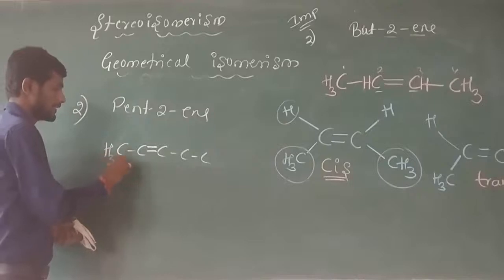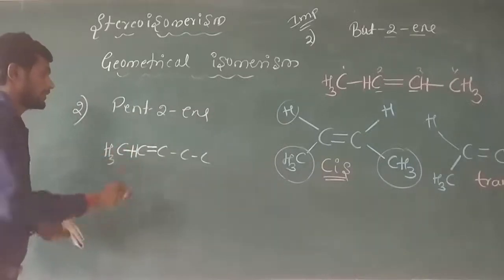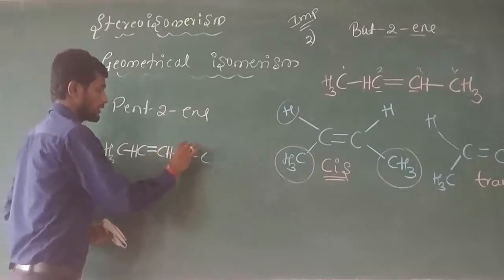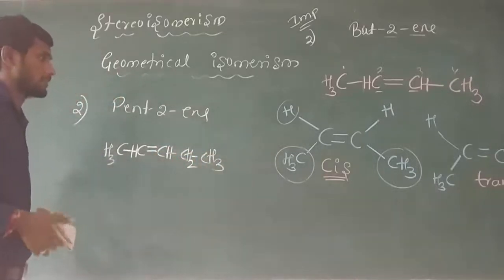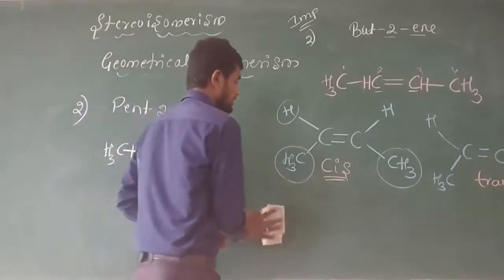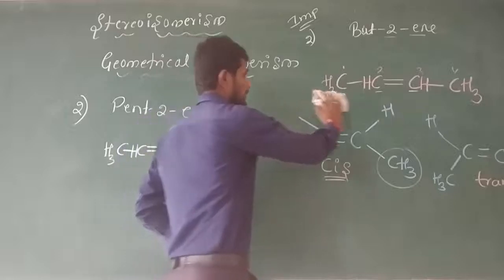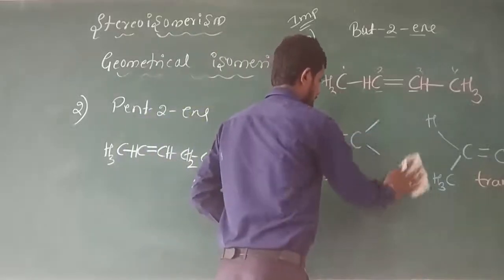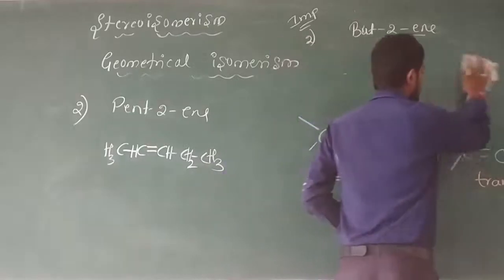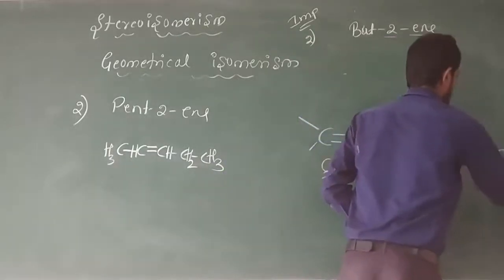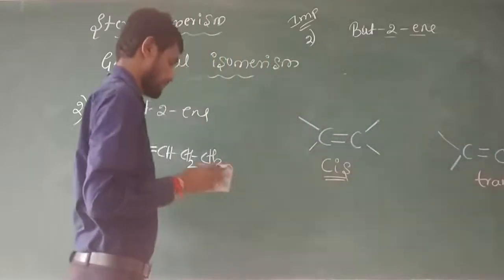Here CH3, here only H, I write H only. Here also only H, here CH2, here CH3. Is it right? Yes. Now, how do you write cis and trans form? Just as in the previous example, because I will change the atoms here. You write separately and identify the cis and trans form.